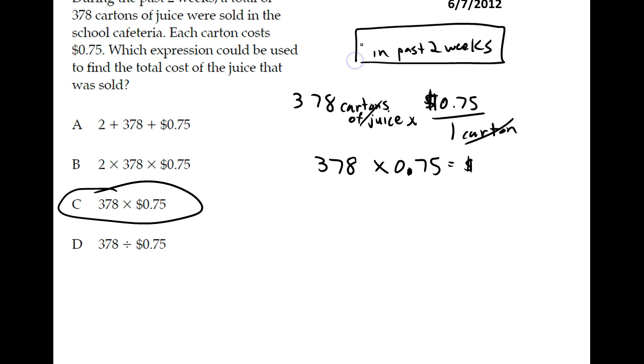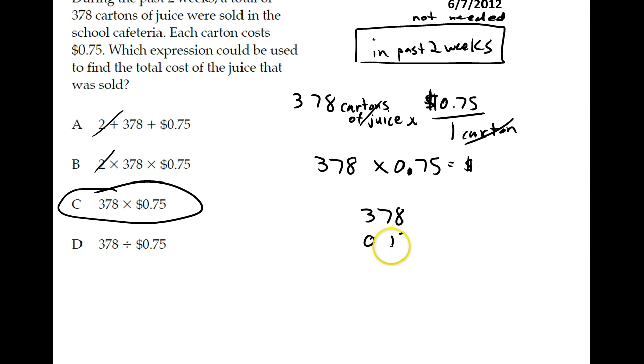Sometimes in the problem, you have information that you don't use. They didn't say each week, they just said which expression could be used to find the total cost of the juice that was sold. So we assume it means over the whole period. And so this is not needed. The fact that it was 2 weeks. So these answers that involve 2, there's no need for that. Okay, they don't want us to get the exact answer, but we can.